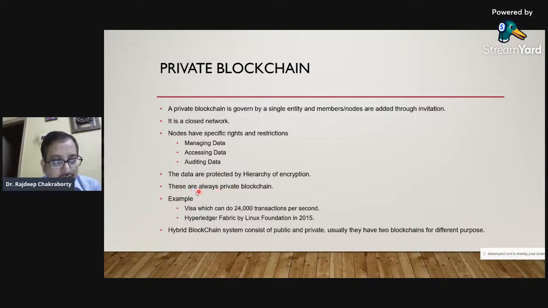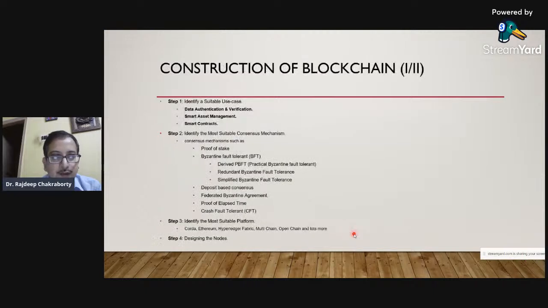So similarly, this concept is there. These are always private blockchains, and obviously a private blockchain should be a permissioned blockchain. The best example of a private blockchain is Visa, which keeps its transactions in a blockchain, and we can see that every second they perform 24,000 transactions on average. Another is Hyperledger Fabric by the Linux Foundation, developed in 2015. And a hybrid blockchain system consists of public and private. So we have studied two types, public blockchain and private blockchain, and now the hybrid blockchain. Basically, in a hybrid blockchain, two blockchains are kept: one public, one private.